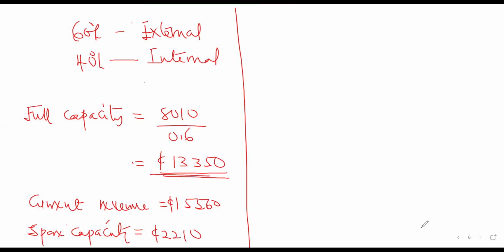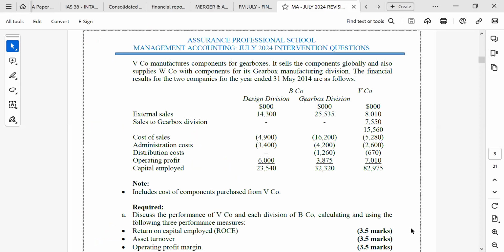If we want to focus on the external people alone, we are going to be selling 13,350 to them. But our current revenue from the full capacity is 15,560. So if 13,350 is for external people, how much of this revenue will be generated from the internal people? That's what we are talking about. Okay, all right, I see.